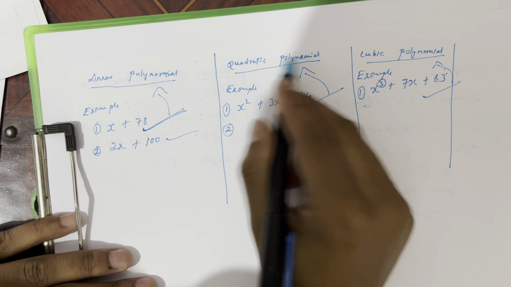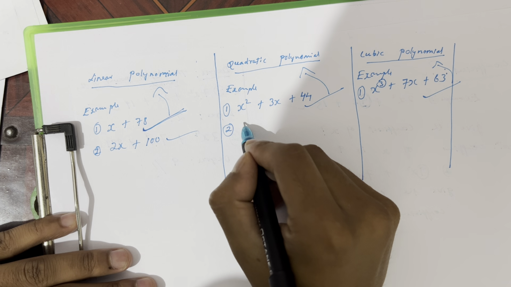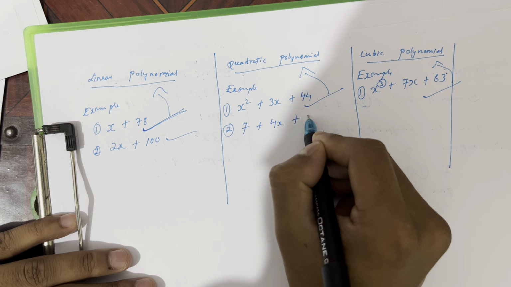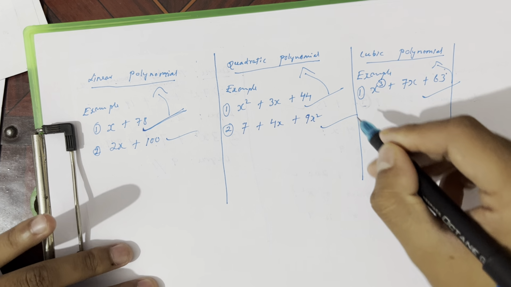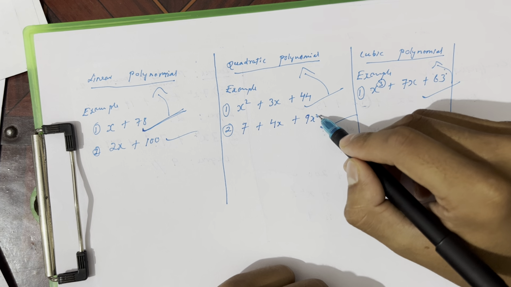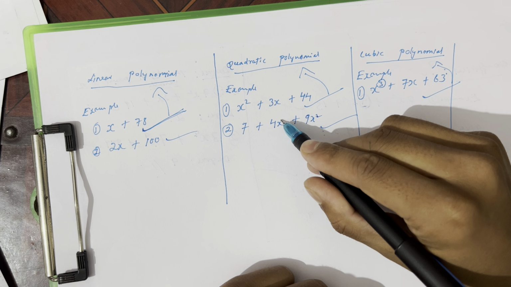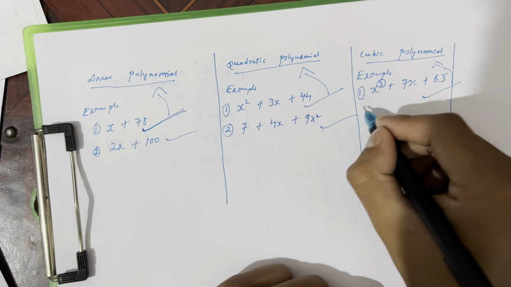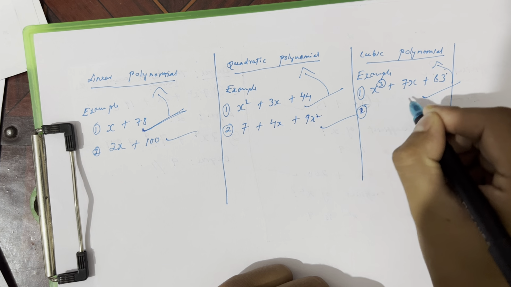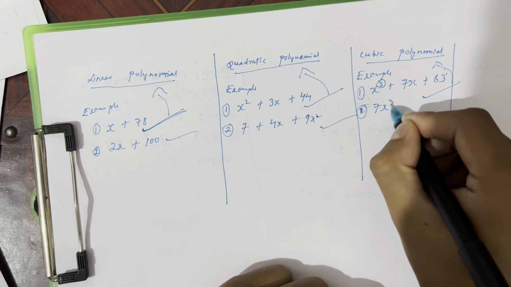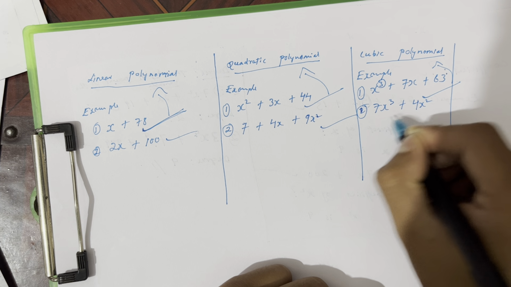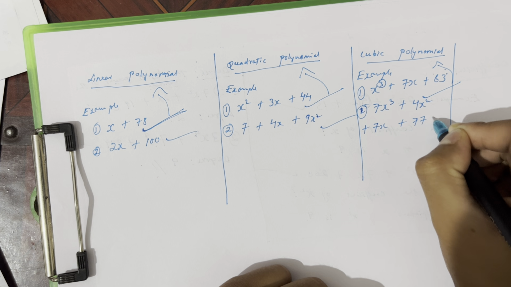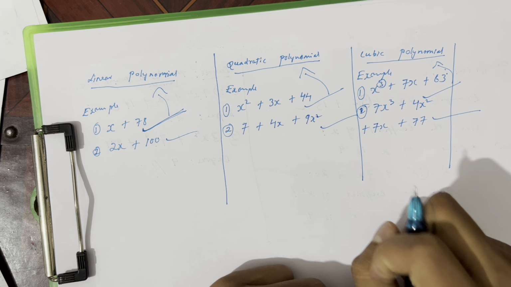Then quadratic polynomial, let me give you, so write 7 plus 4x plus 9x square. The highest power here is 2. Okay, x here is power 1, here x power 2, so 2 means quadratic polynomial. And then another example, 7x cube plus 4x square plus 7x plus 77. This is also an example of a cubic polynomial. Clear, no?